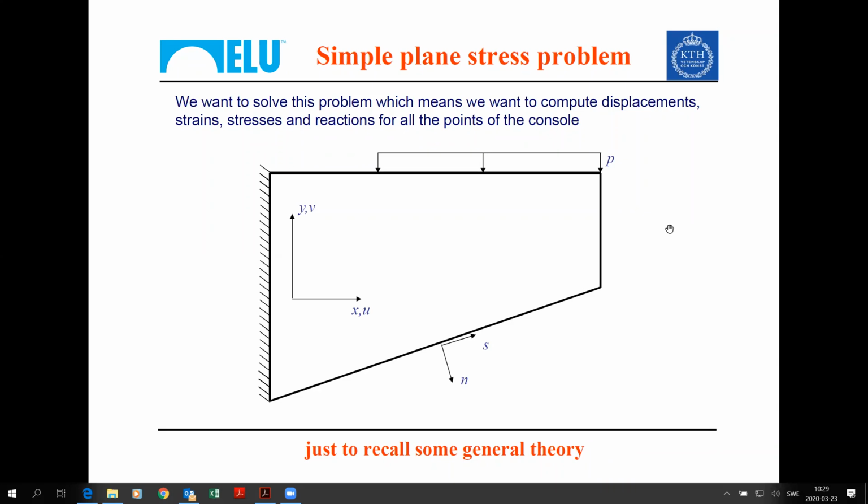A plane stress solution will involve epsilon x, epsilon y, gamma xy, so this time 3 strain components, and it will involve sigma x, sigma y, and tau xy, so 3 stress components.